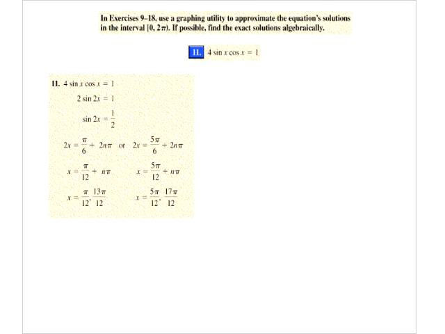Now remember, we pretend the x isn't there. So where does sine equal 1/2 on our unit circle? It equals 1/2 at pi over 6. And I'm going to add in a 2n pi here. And it equals 1/2 at 5 pi over 6.